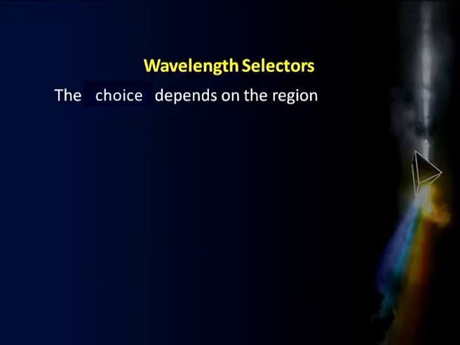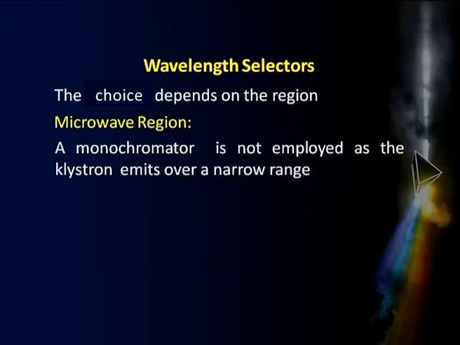So, I need some kind of a mechanism to select appropriate wavelengths out of that. So, we need some kind of a device for that. Here again, the choice will depend on the region of the spectrum I am talking about. For example, in the microwave region we normally do not need a monochromator, because the klystron which is used as a source of radiation itself gives you radiation in a very narrow range. So, you do not need any device to monochromatize it further. We can use it as such.